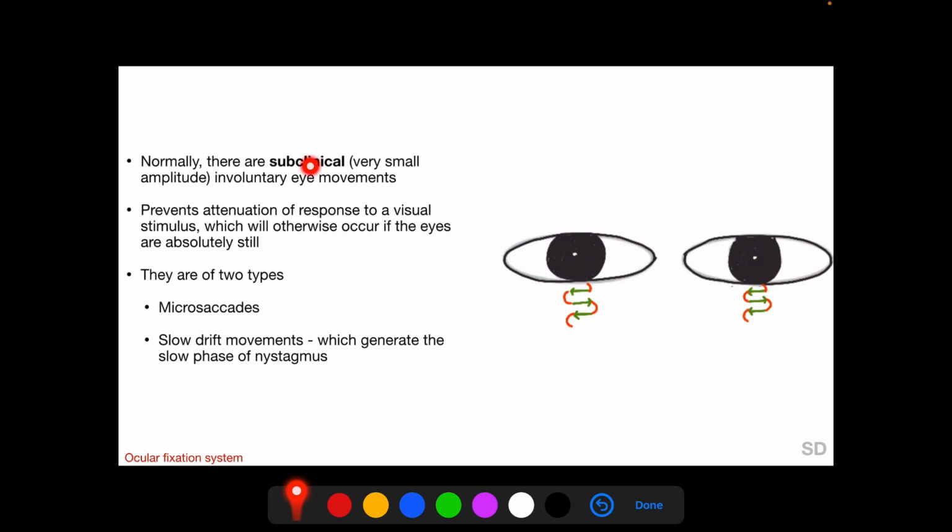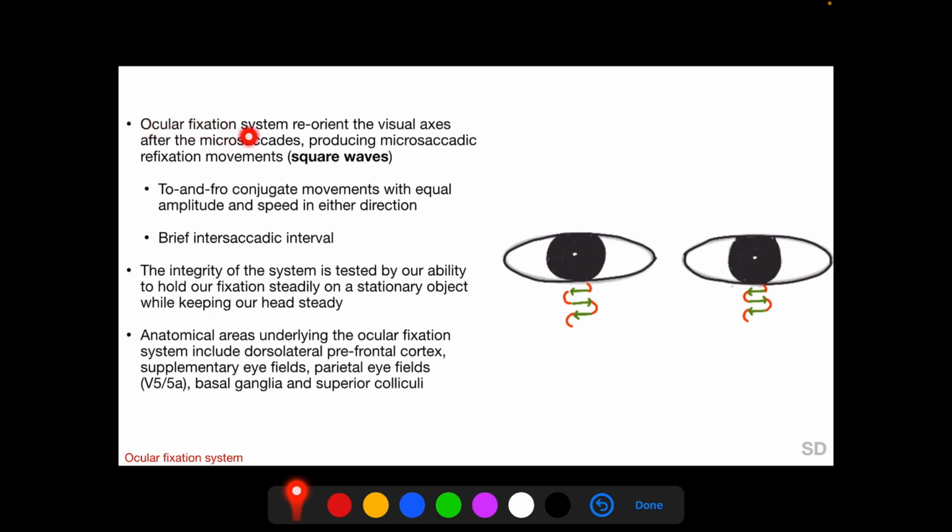Now normally there are subclinical involuntary eye movements with very small amplitude, and the function of these movements is to prevent attenuation of response to a visual stimulus, which will otherwise occur if the eyes are absolutely still. These normal subclinical involuntary eye movements are of 2 types, either microsaccades or slow drift movements, which generate the slow phase of nystagmus, which we will be discussing in the session on nystagmus. The ocular fixation system reorients the visual axis towards the target after the microsaccades, which prevent the attenuation of the image on the fovea, producing microsaccadic refixation movements called square waves.